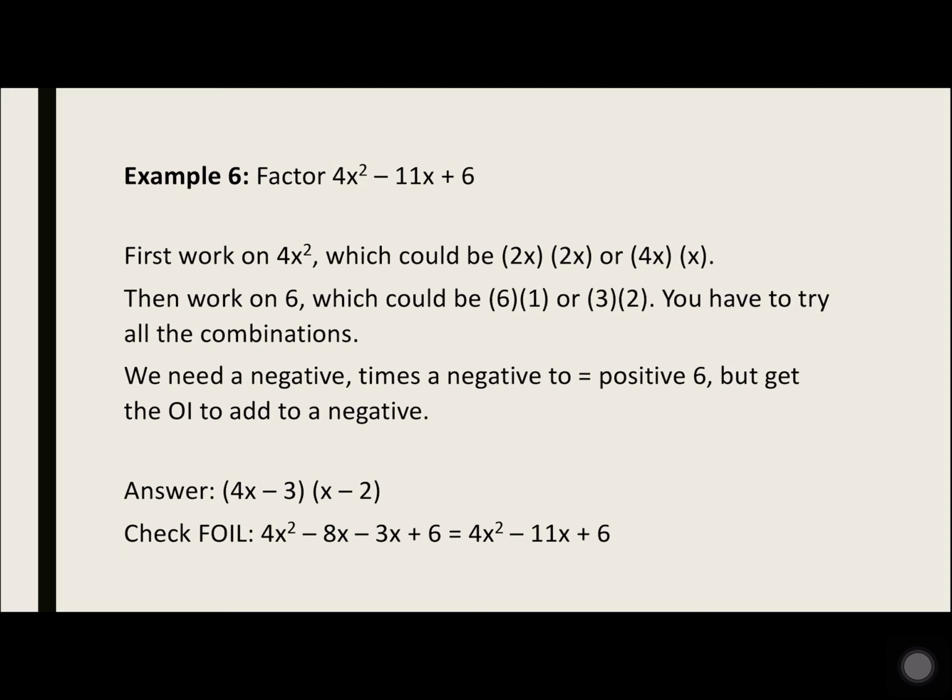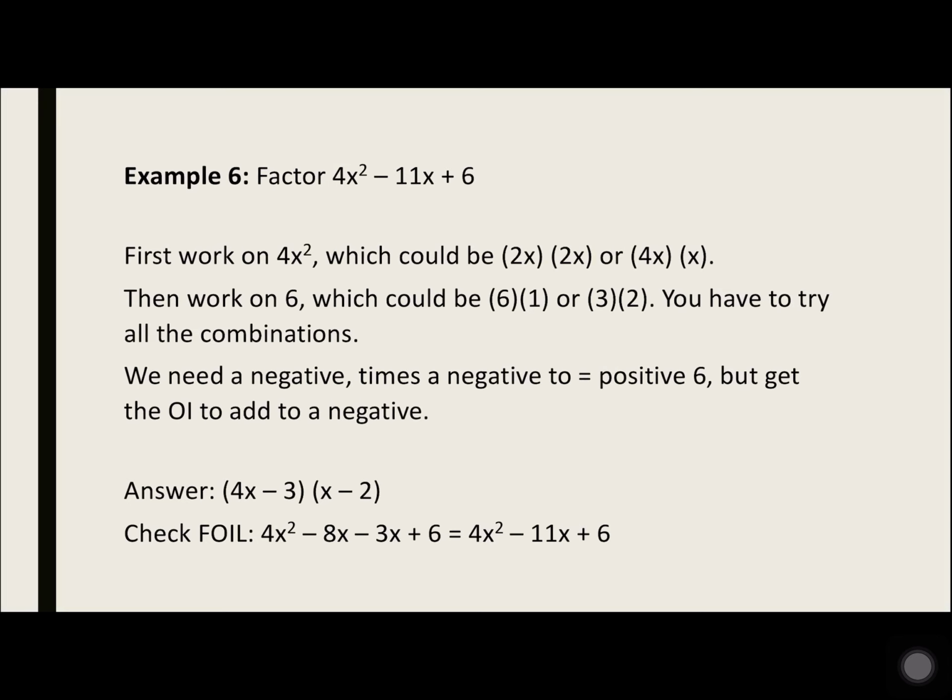Example 6. Factor 4x squared minus 11x plus 6. First, work on the 4x squared, which could be 2x times 2x or 4x times 1x. Then work on the 6, which could be 6 times 1, 3 times 2. You have to try all the combinations. We need a negative times a negative to equal a positive 6, but get the O and the I to be a negative. We have negative 11x for our OI. Answer, 4x minus 3 times x minus 2.